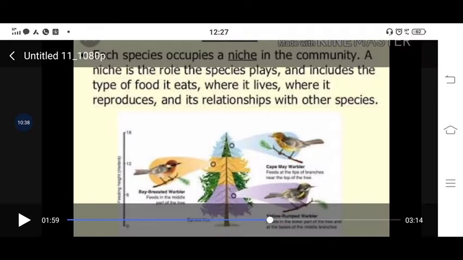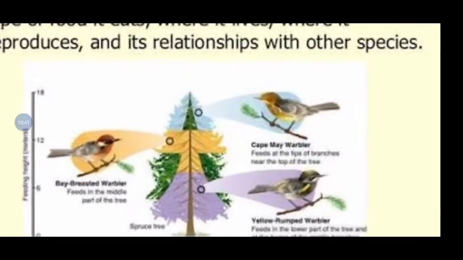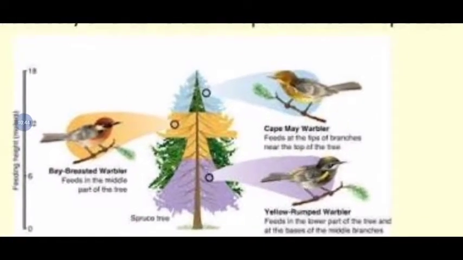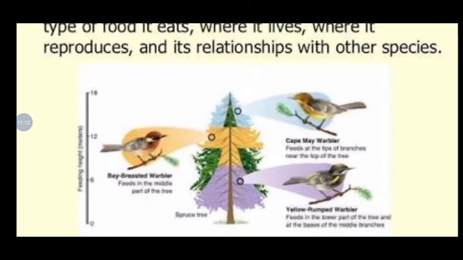We are seeing a picture here. In this picture, a pine tree, a spruce tree, is shown, where we see three types of birds. The top of the tree is occupied by the Cape May warbler, while the lowermost part of the tree is occupied by the yellow warbler, and the middle part, which is seen in yellow, is occupied by the bay-breasted warbler. So a single tree is occupied by a variety of warblers.